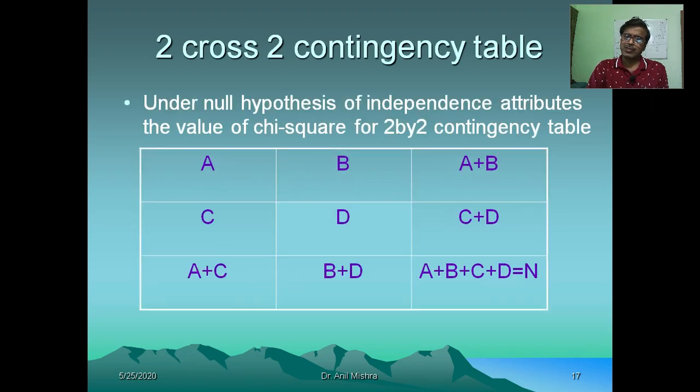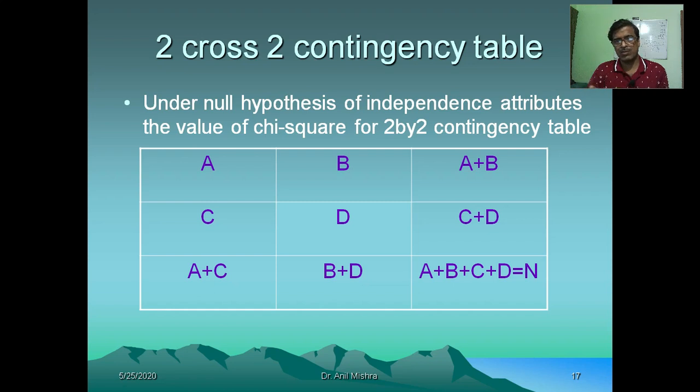If you enter into the 2 by 2 contingency table, that is the easy way to explain the concept of independence of attributes. Here there is a 2 by 2 contingency table, that means A, B, C, D are the observed frequencies. Considering those observed frequencies, we are going to calculate the terms. Here the addition of the first row is A plus B, the second row is C plus D, the addition of the first column is A plus C, and the second column is B plus D.